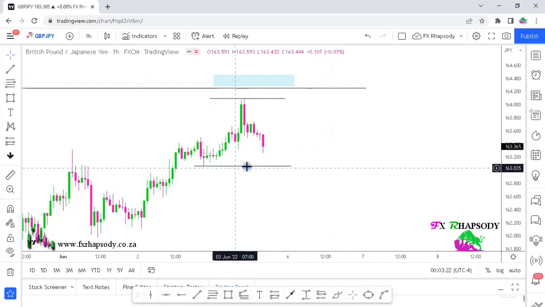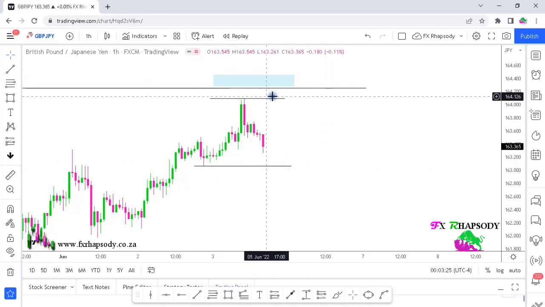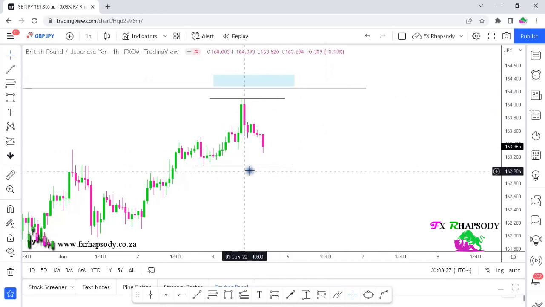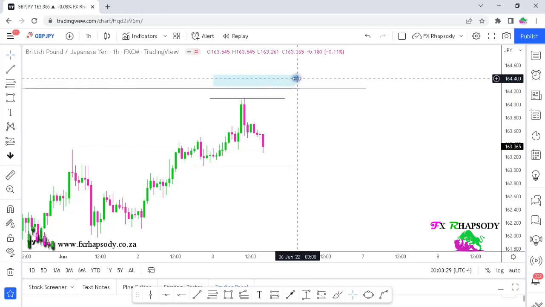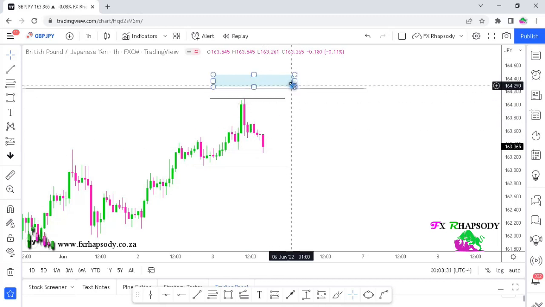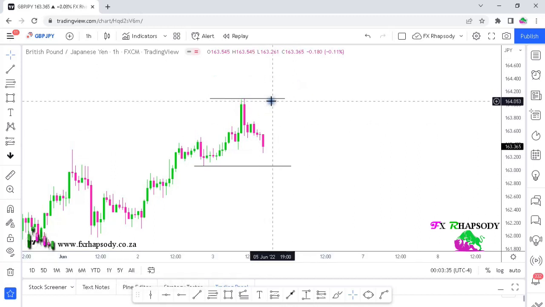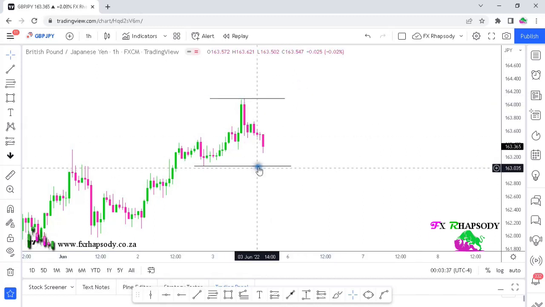But I'm definitely looking at these two areas, especially looking at price going, hunting this liquidity. So breaking that area, hunting that liquidity that's lying at the top there. So definitely focusing on this high and on this low for any break in structure.